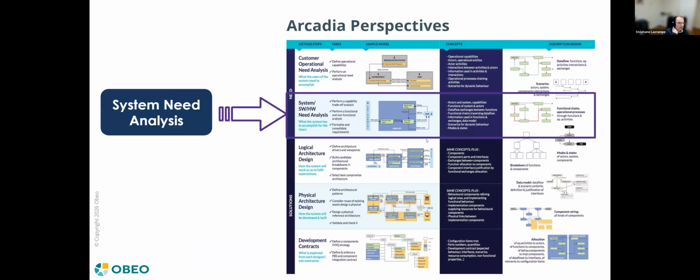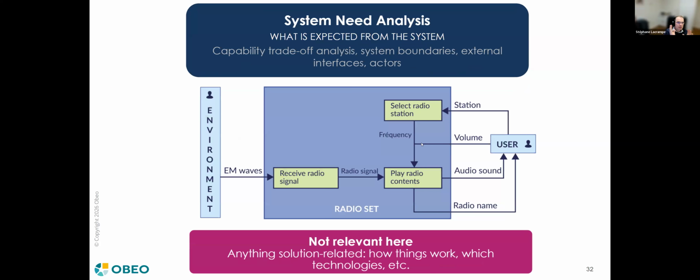All right, so we're going to be moving to the system need analysis. And there in the system need analysis, what we are going to model is what is expected from the system. So we're going to be modeling the system as a black box. So here in our example, this is our radio set. This is a black box. We are not going to be explaining how the radio set works. What we're going to be modeling is what the radio set is supposed to do. So it's supposed to enable you to play radio content. It's supposed to enable you to select a radio station, etc. And so defining the boundaries and the interfaces between our system and the external actors.